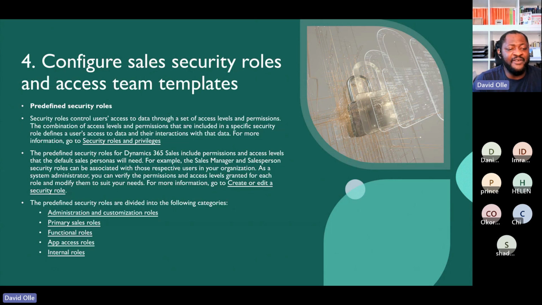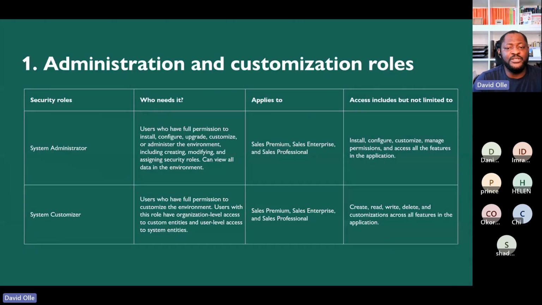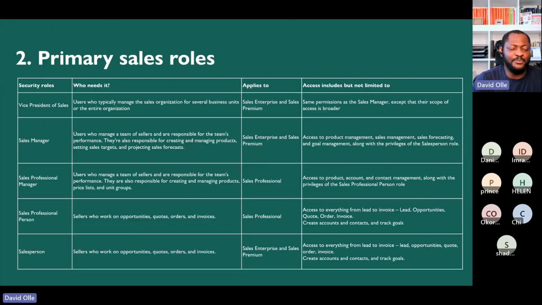These roles are divided into administration and customization roles, primary sales roles, functional roles, app access roles, and internal roles. If you go to administrator roles, you can configure anything. It applies to sales premium, professional, and includes configuring, installation, customizing, managing, and all that kind of stuff.